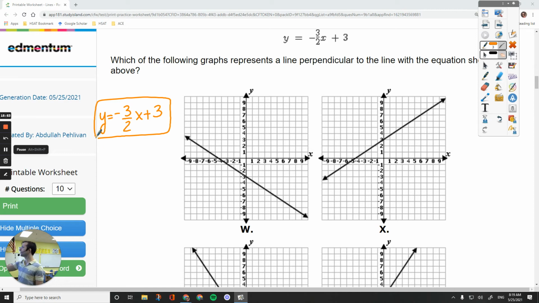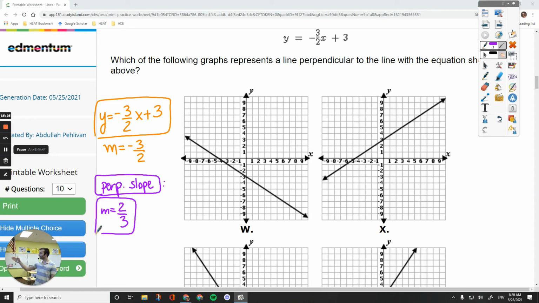So if the slope of this given one is negative 3 over 2, the slope of the perpendicular one should be, let's just put perpendicular slope, even though that doesn't mean anything, but I know you understand. So perpendicular slope, the slope of the perpendicular line is going to be flipped at negative 3 over 2 and turn it into 2 over 3 and then change that negative into positive. So this is what I need. The slope of one of these lines should be 2 over 3.